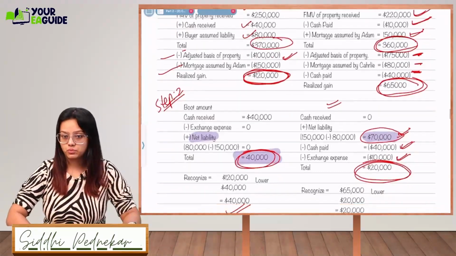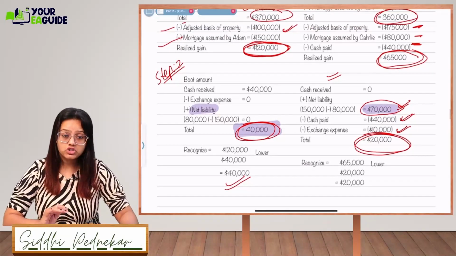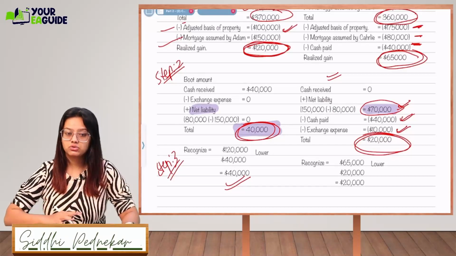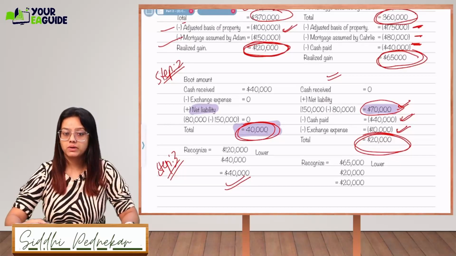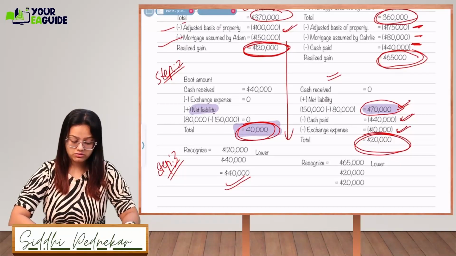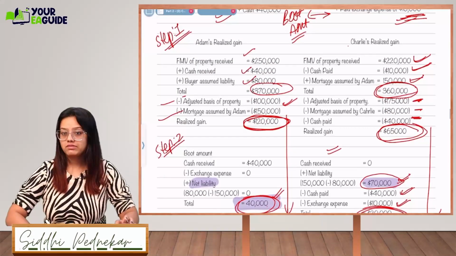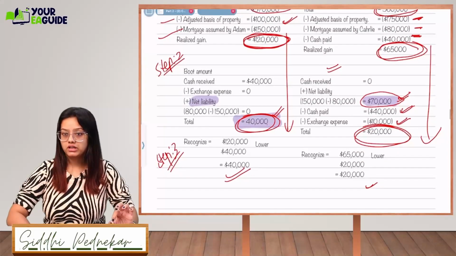Step 1, step 2. Now the most important step is step 3. How much are you going to recognize? This is step 3. In the exam they will ask you the question for step 3 only. So step 1 or step 2, whichever is lower, right? In this case, whichever is lower comes to 40,000. In this case, whichever is lower comes to 20,000. So Charlie will recognize a gain of 20,000 and Adam will recognize a gain of 40,000.